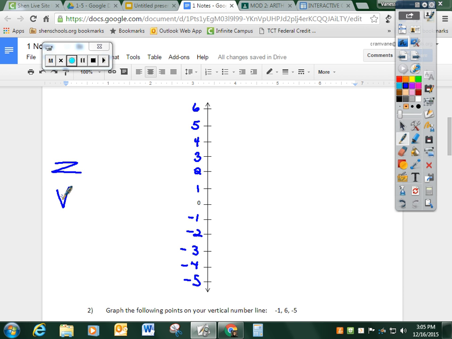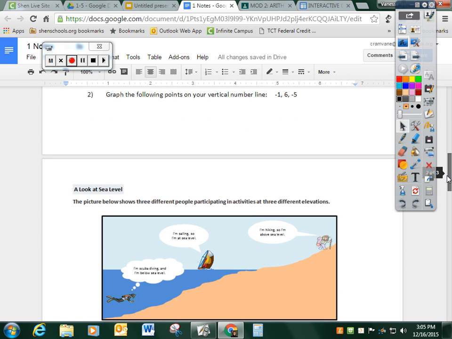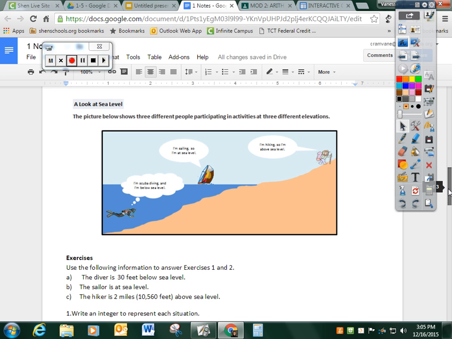Okay, the second question asks us to graph the following points on your vertical number line: -1, 6, and -5. If you'd like to pause it and try it, you may. -1 is here, 6 is here, and -5 is here. Okay, going on to the next page of our packet here.